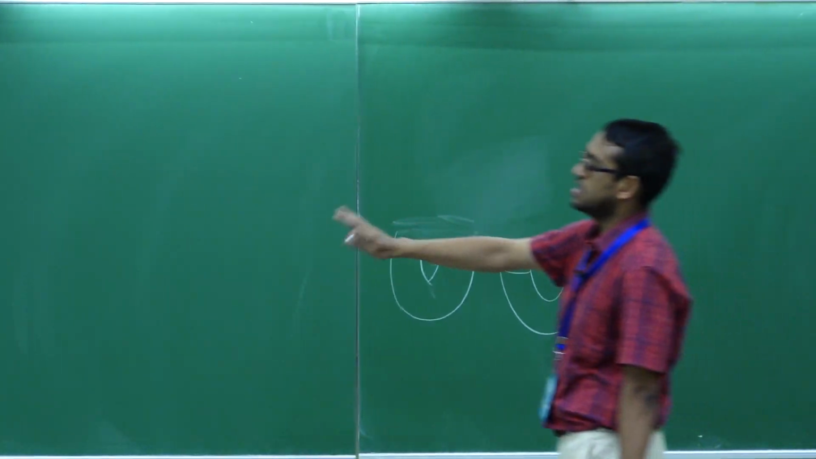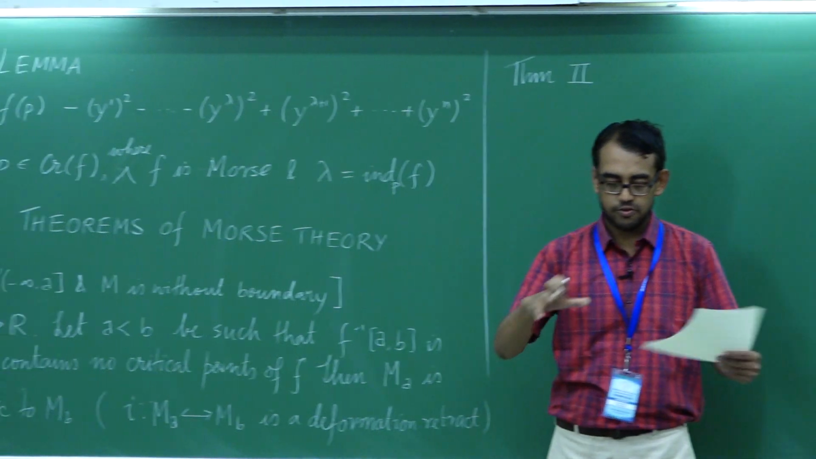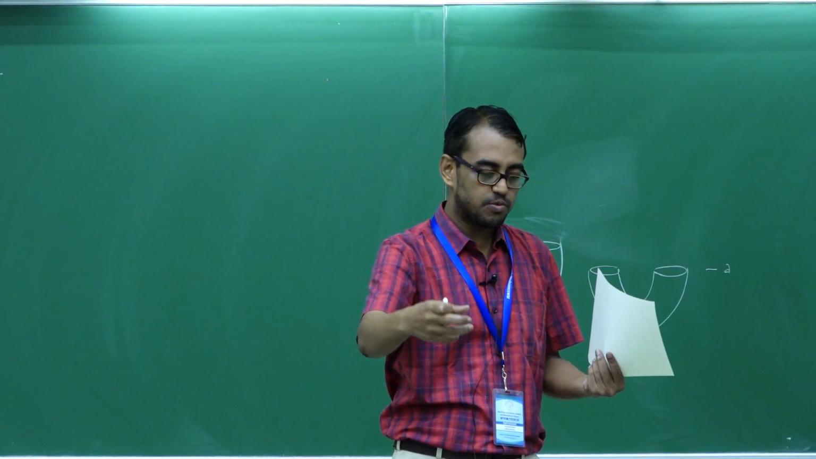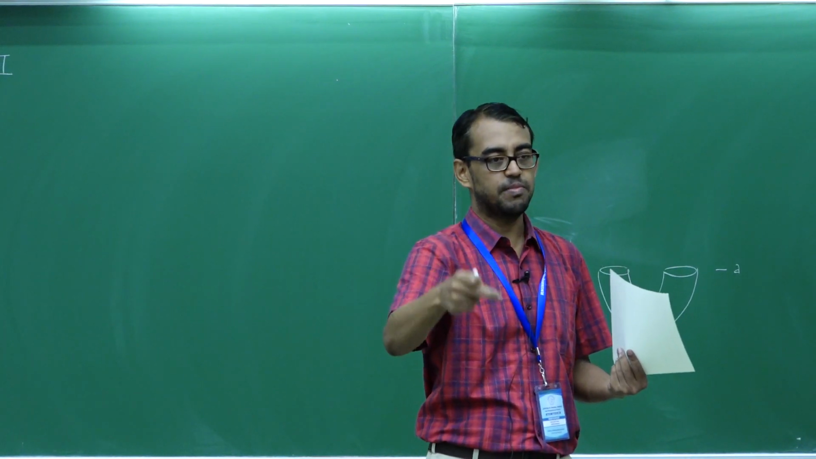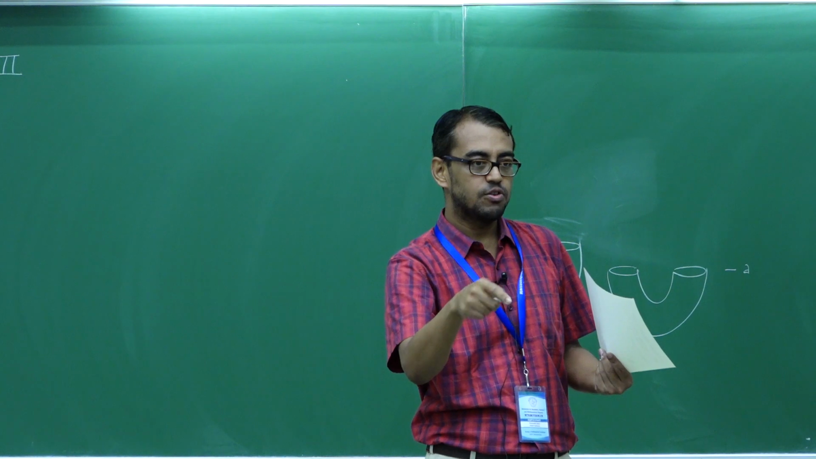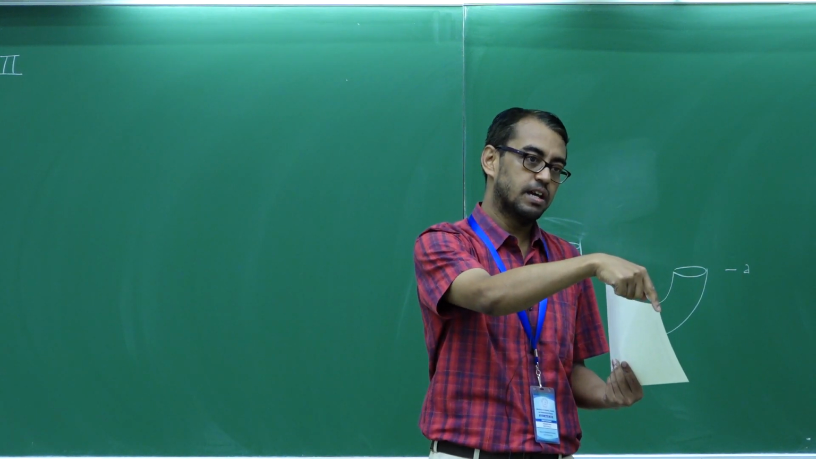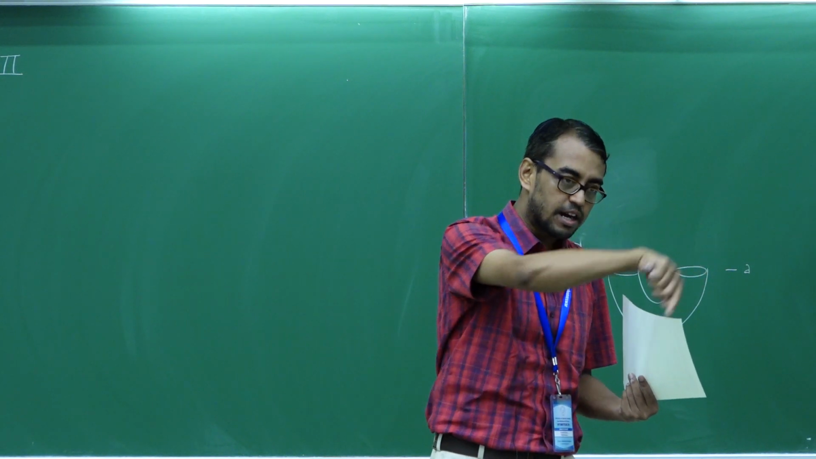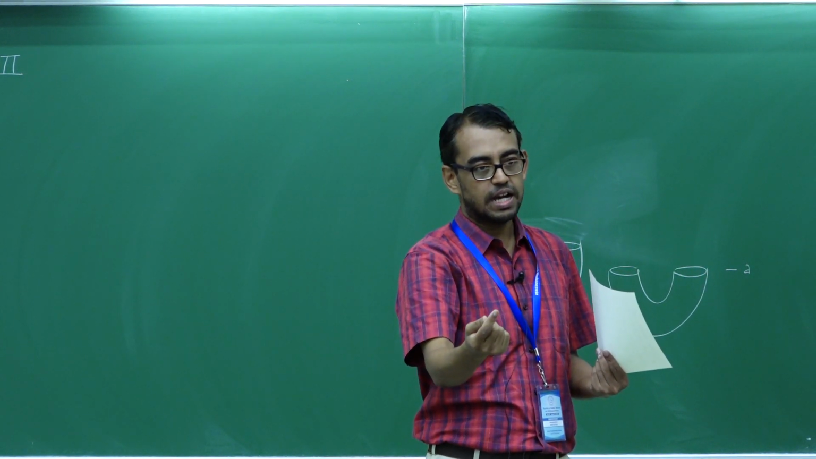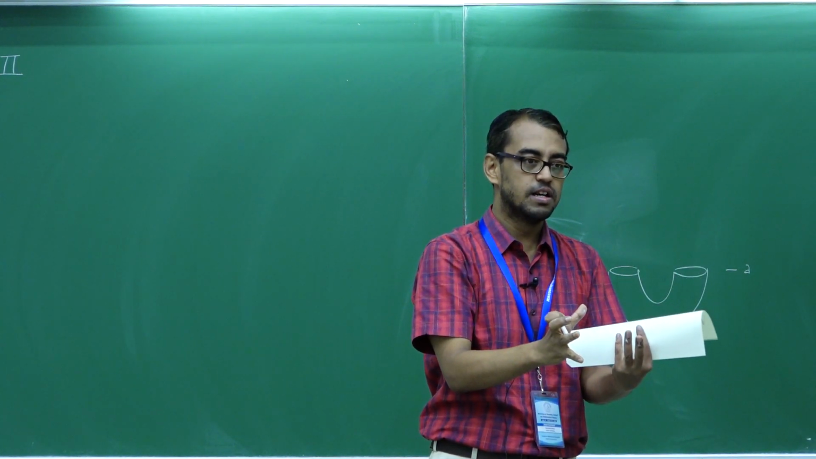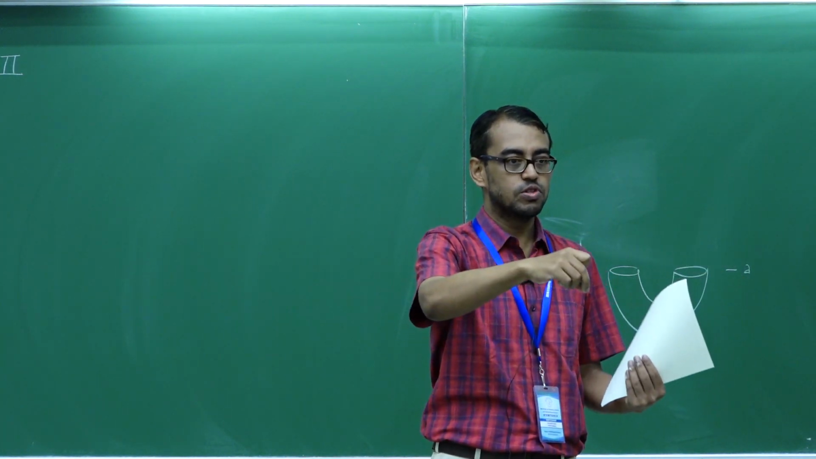Oh, so deformation retract, as I said, is just this: if you have two spaces, A inside X, deformation retract to A means there should be a map from X to A, so that when you go from A to X by inclusion and you come back, it's the identity of A. But you can start from X, go to A, and then come back by inclusion to X. That's not going to be the identity, but that's homotopic to the identity. So if you take a closed disk, that deformation retracts to the origin.